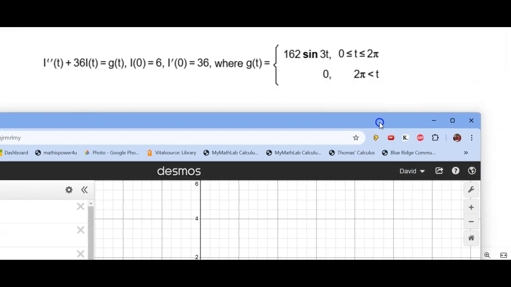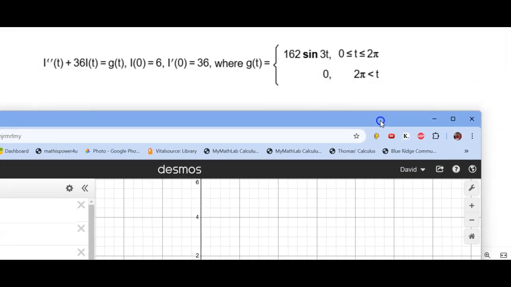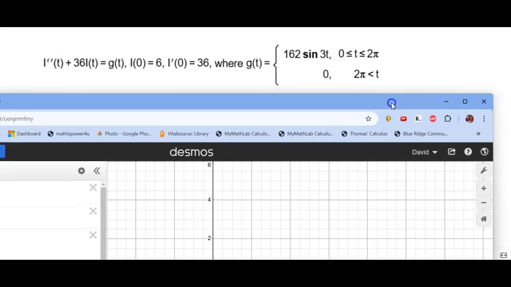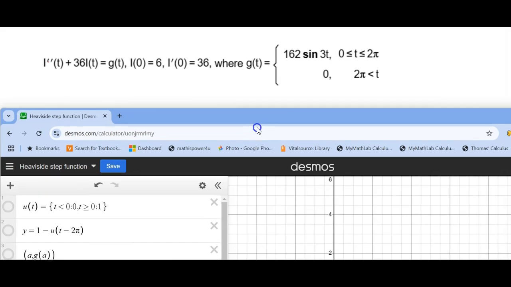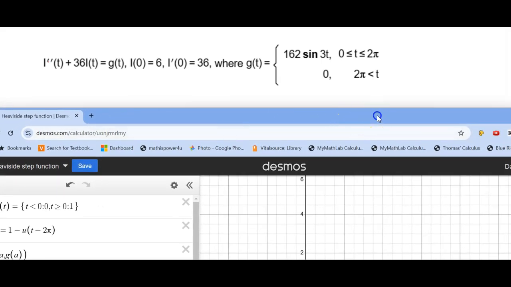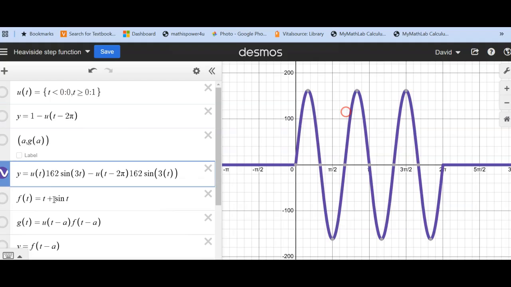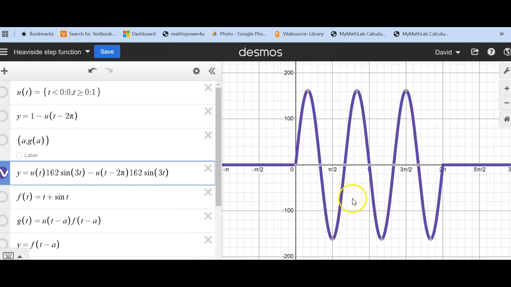All right, now for this example, we've got 162 sine of 3t, and that's between 0 and 2 pi. So for 0 all the way up to 2 pi, it is that sine function. And then after 2 pi, it turns it off. There's what we're dealing with. There's the original function coming on, and then minus that function turning off. So I need that to turn it on at 0, and then I need this to turn it off, again minus, at 2 pi. I'll need parentheses right there.